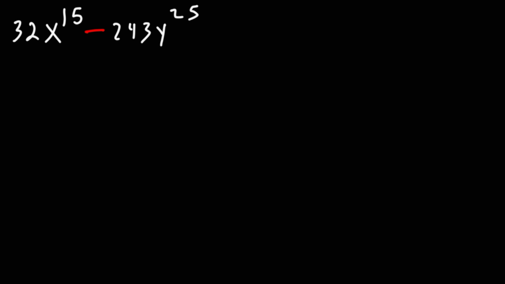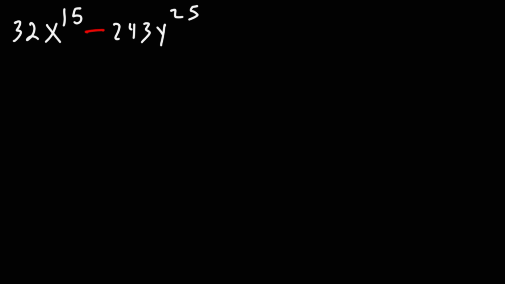How would you factor this particular binomial? 32x to the 15 minus 243y raised to the 25th power. How can we factor this expression? We don't have perfect squares. We don't have perfect cubes. 3 goes into 15 but not into 25. So what would you do here if you had a problem like this on the test?